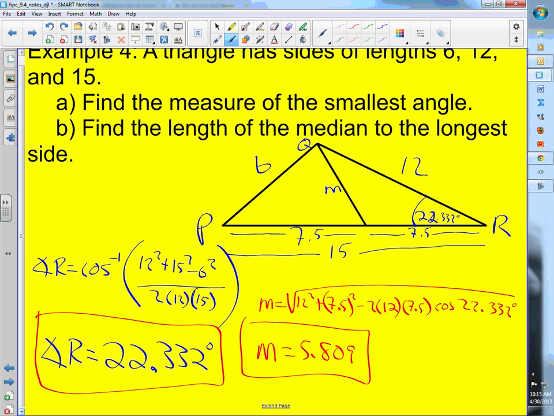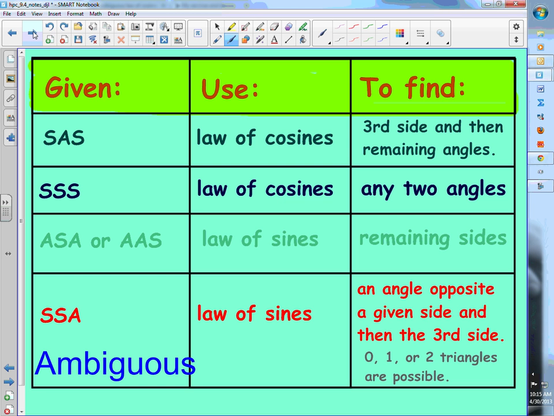Any questions on that? Okay, so to synthesize all this law of cosines, law of sines stuff from the last couple of days, it's all based on what you're given. If you're given side angle side or side side side, you're going to use law of cosines. Side side side is the second law of cosines, and side angle side is the first law of cosines. Side angle side is going to find the third side. Side side side is going to find any one of the angles, hopefully the largest. That should be what you start with.